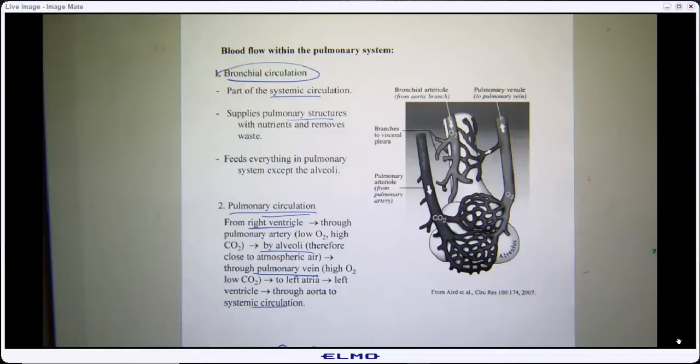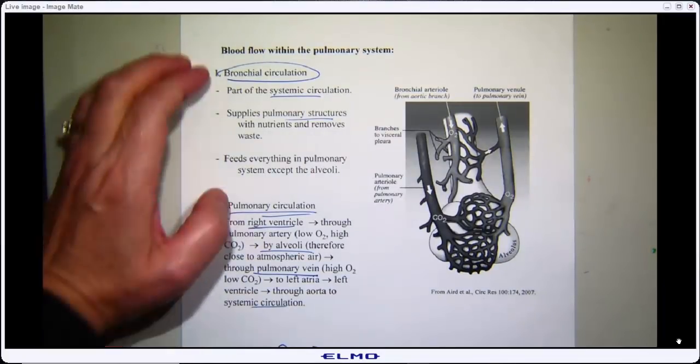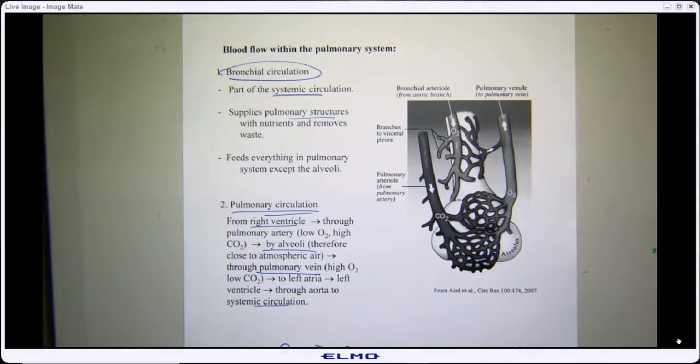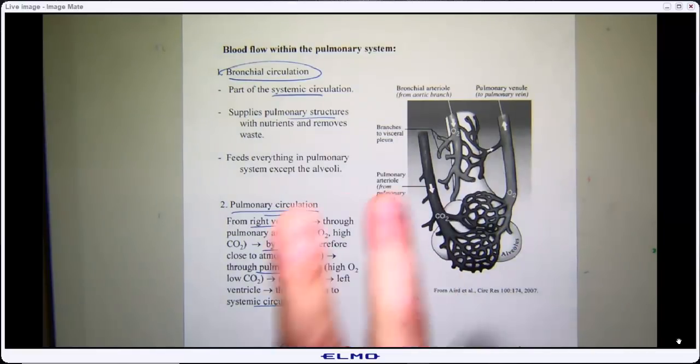We talked about 2 blood flows, 2 circulations within the pulmonary system. One is just part of the systemic circulation, what's called the bronchial circulation. This is circulation coming off of the aorta, a vascular bed feeding the structures within the lung, so feeding the trachea, the bronchioles, those types of things. That is just a normal vascular bed that we had been dealing with in our last section. So we're not going to talk about that anymore, because you already know a whole lot about how that's regulated.